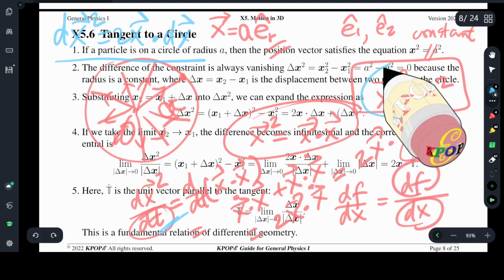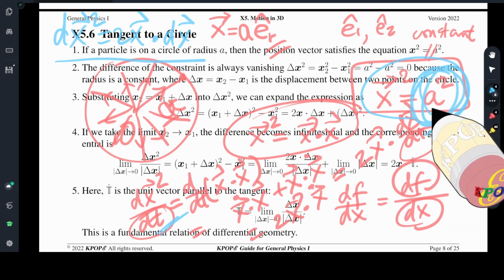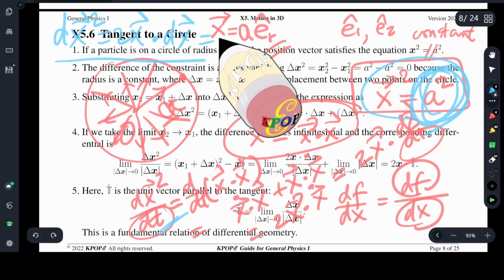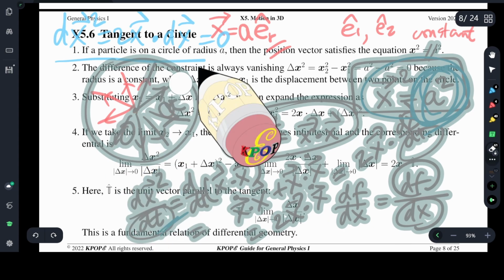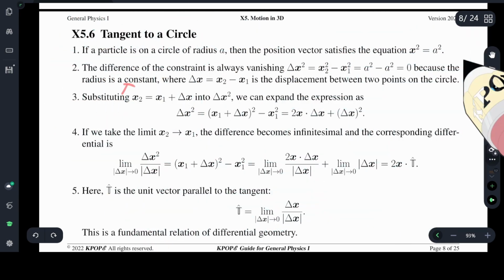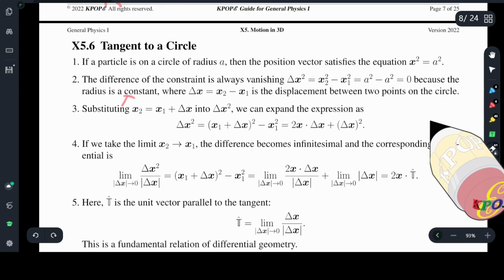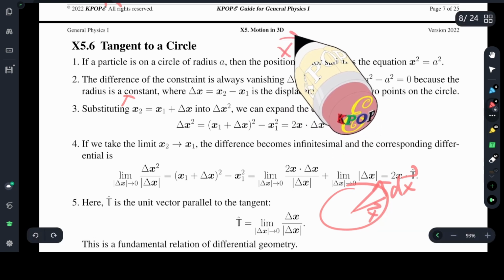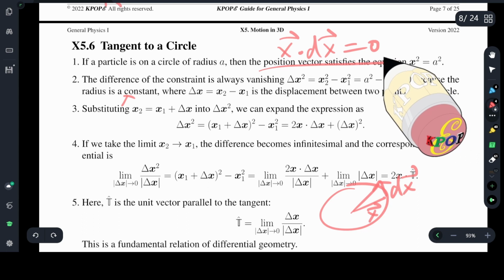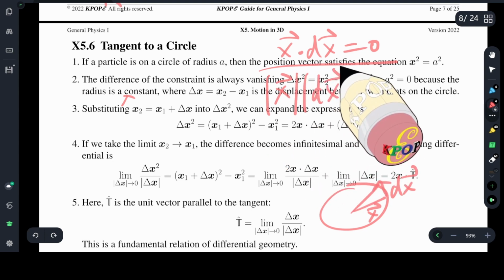Interestingly, x squared is a squared radius that is constant. The differential of the right side is exactly 0 in any case. Because it's exactly 0, on a circle, if there is a differential change in the position, x dot dx must vanish always. Although this is infinitesimally small, by definition it has an x magnitude and a dx magnitude.